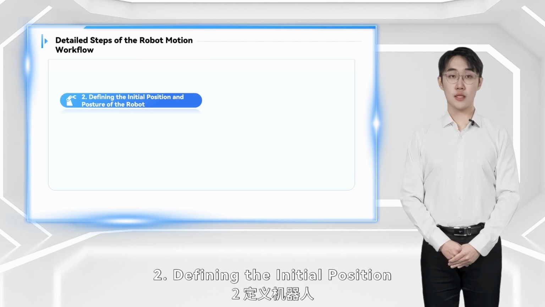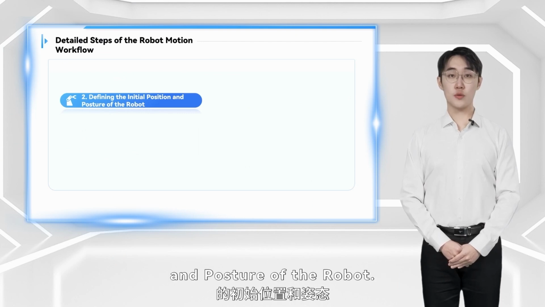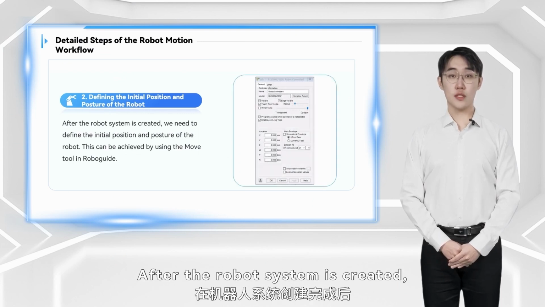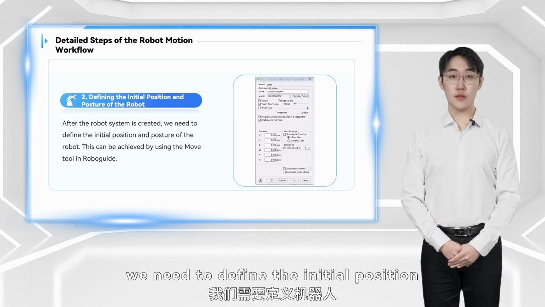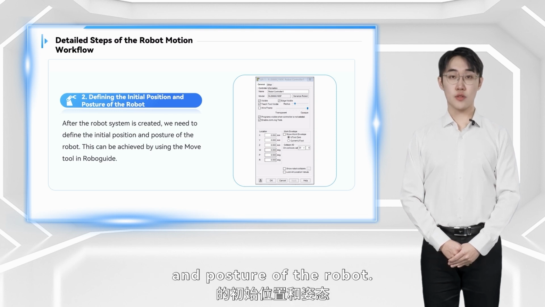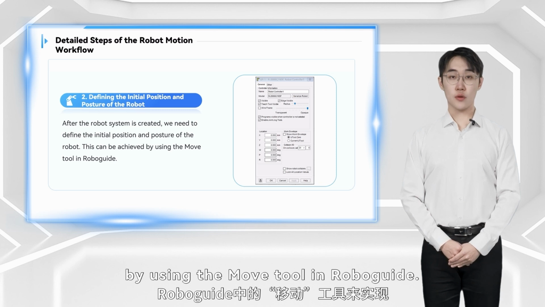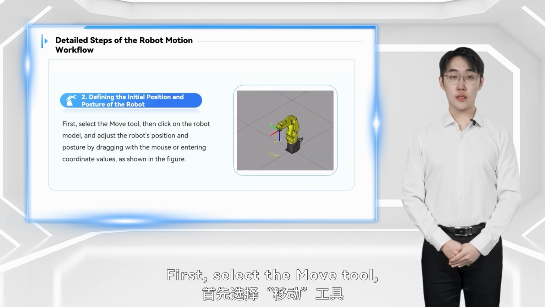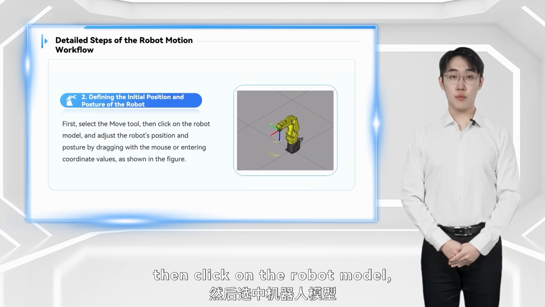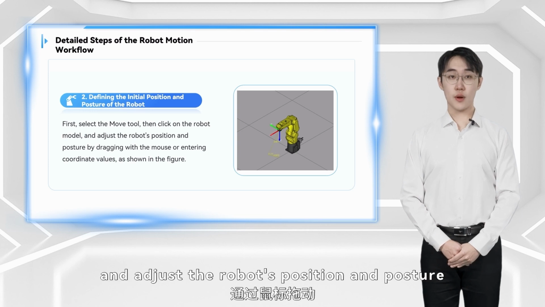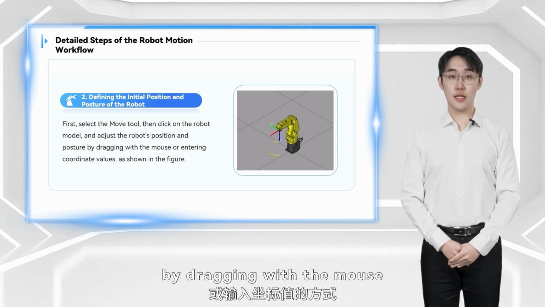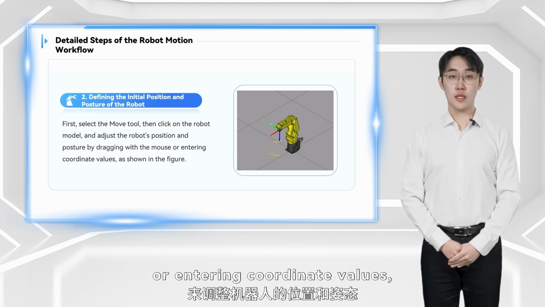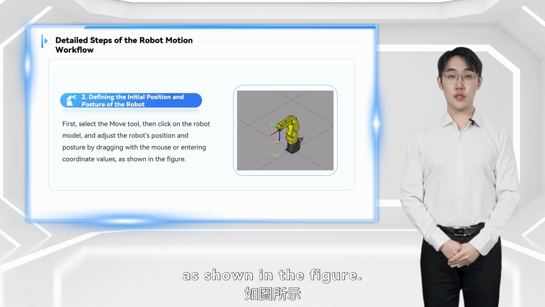2. Defining the initial position and posture of the robot. After the robot system is created, we need to define the initial position and posture of the robot. This can be achieved by using the Move tool in RoboGuide. First, select the Move tool, then click on the robot model, and adjust the robot's position and posture by dragging with the mouse or entering coordinate values, as shown in the figure.